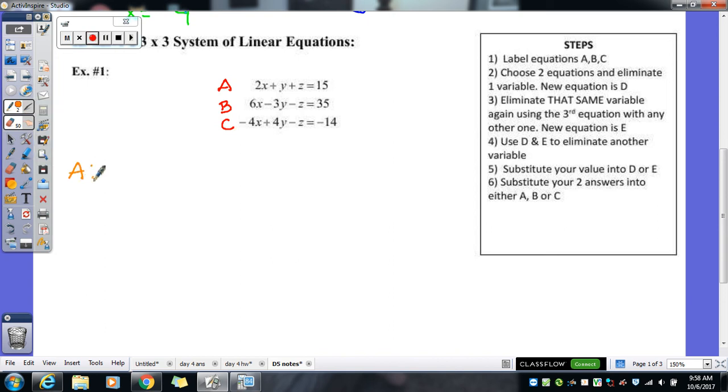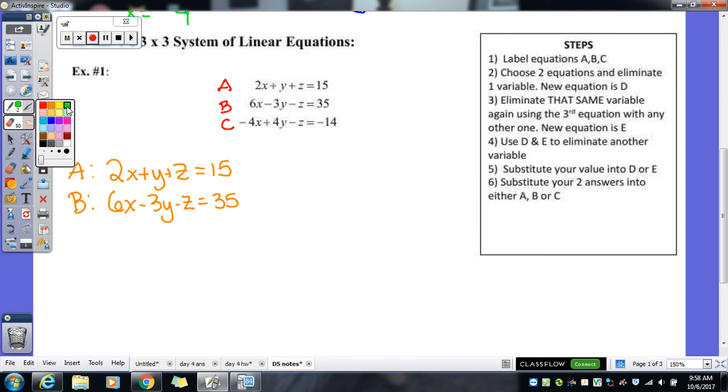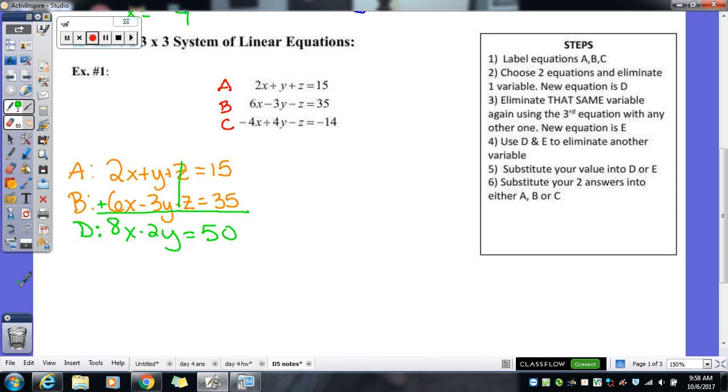So I'm going to take my A equation and I'm going to take my B equation because I have a positive Z and I have a negative Z, so those will cancel out. And I'm going to add those two together. So I get 8x minus 2y, my z's cancel, equals 50. And I'm going to label that as equation D. So instead of saying it's when I combined A and B, I'm just going to tell you it's my equation D. That's what I'm looking at now.